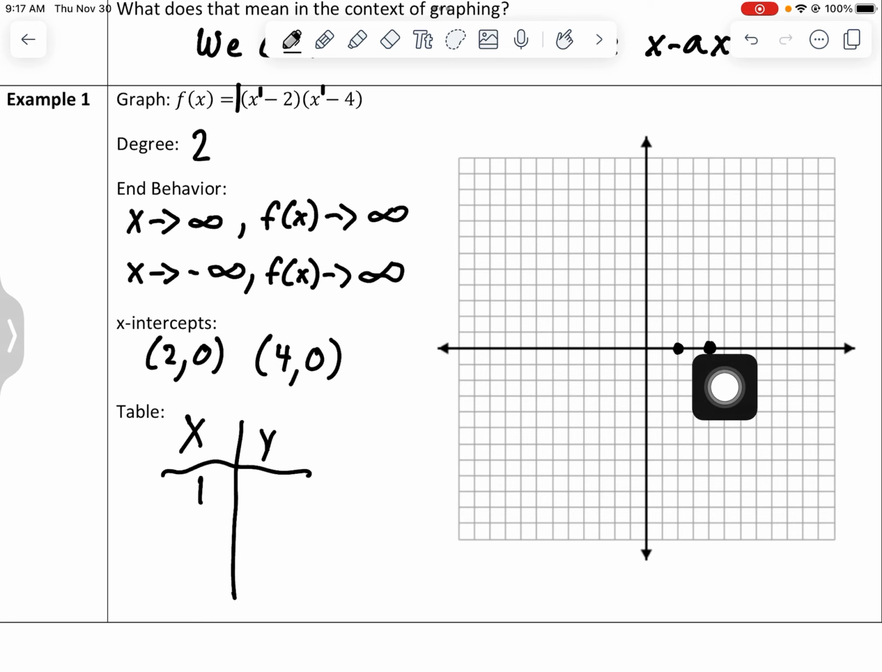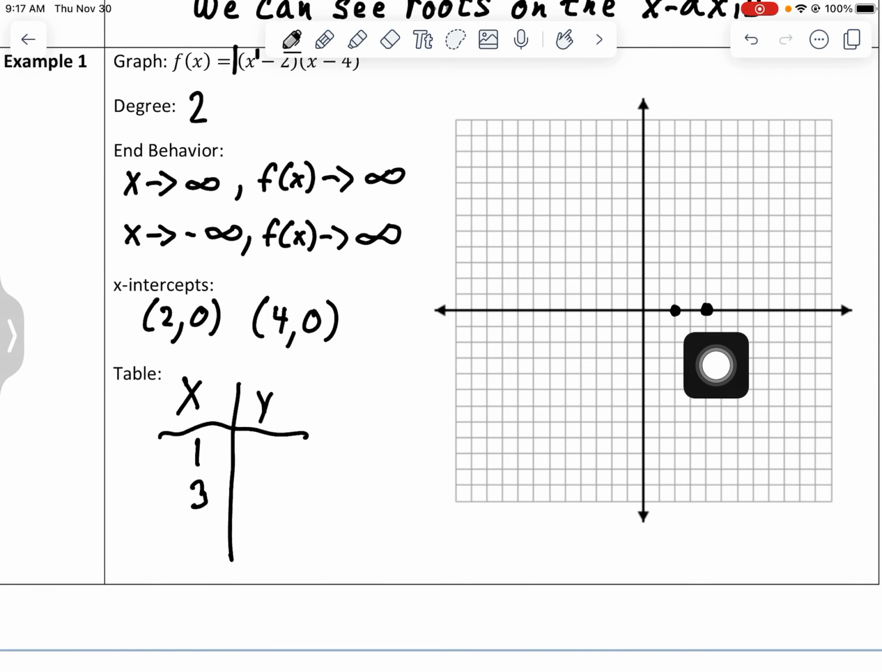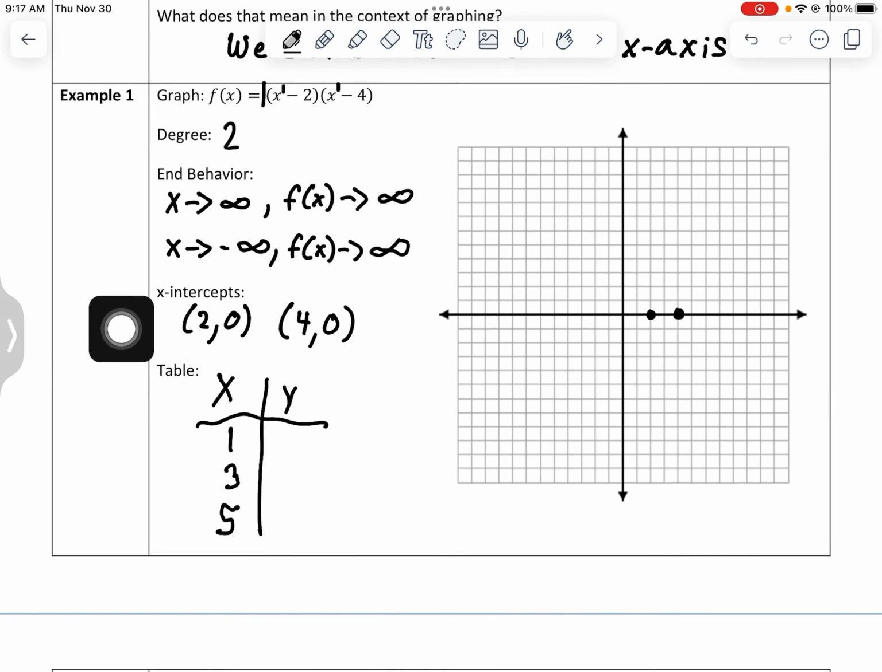Then you want to try to get a point in between the two. So in this case, the number between 2 and 4 that's perfect is 3. And last, we want to go 1 to the right. We want to get a point on the other side of our furthest right point. So 1 point to the right of 4 would be 5. So these are the points that we're going to plug in and solve.